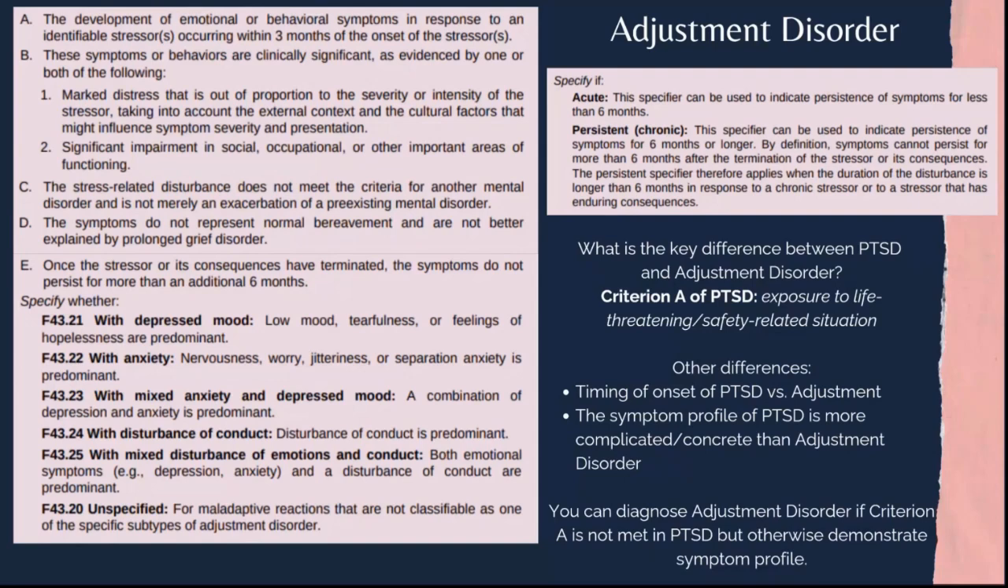And then there's the timing of the onset of PTSD versus adjustment disorder. PTSD doesn't really have a window for when the symptoms have to end. That's really the biggest thing. You can diagnose adjustment disorder if criterion A is not met in PTSD, but the person otherwise demonstrates similarities to PTSD. I feel like this is kind of confusing for you right now. So just know that when we do a more thorough assessment, we know PTSD when we see it. In the absence of that, we can diagnose adjustment disorder as a provisional diagnosis. But the more we lean into it, the clearer it is that they are not similar.